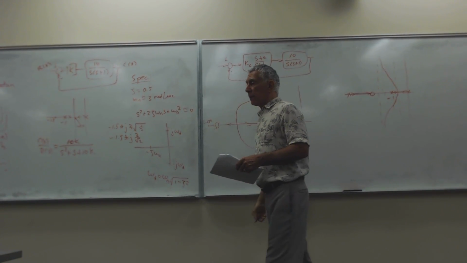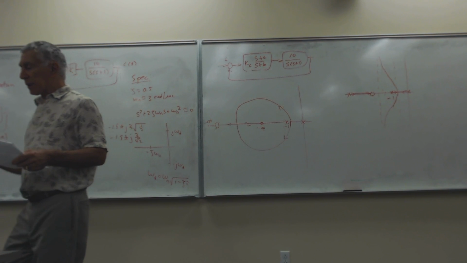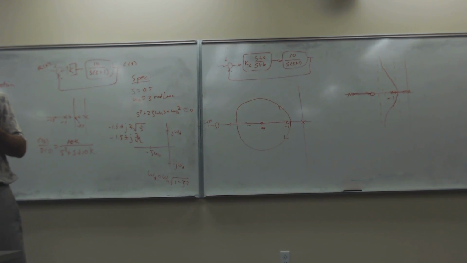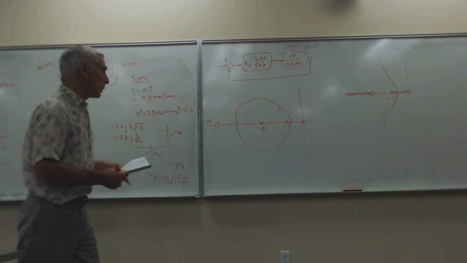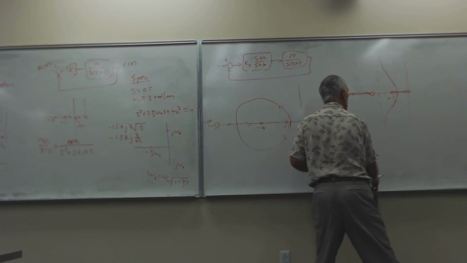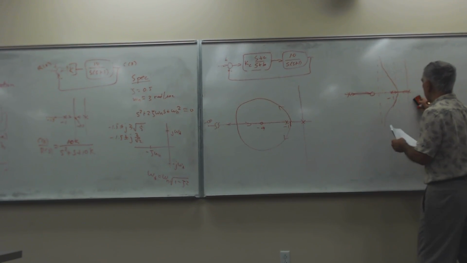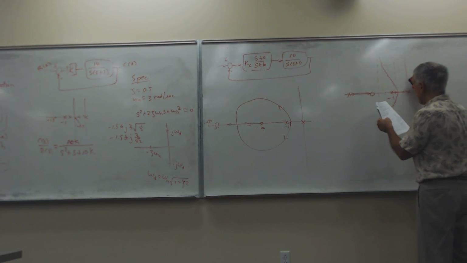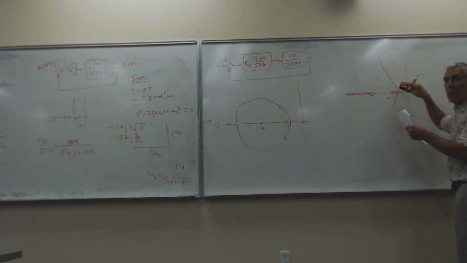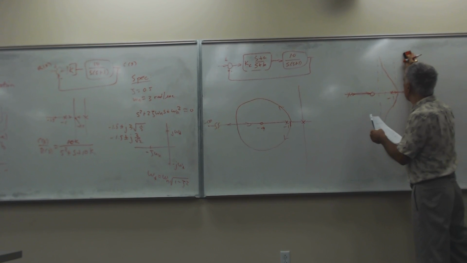Okay. Let's consider, before we look specifically at pole zero cancellation, let's take a look at this particular problem with these particular specifications. Let me redraw this, and I'm not going to put in the root locus plot just yet.